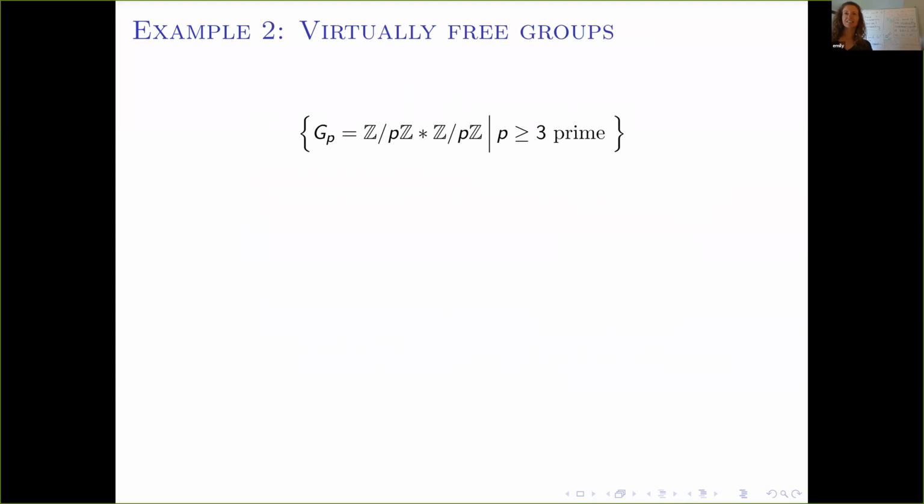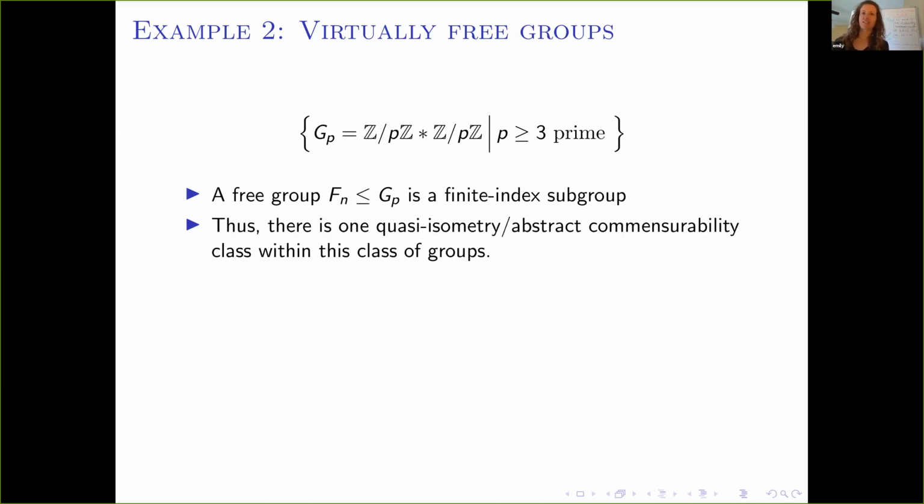As a second class of examples, consider the following virtually free groups. Let G_p be the free product of the finite cyclic group Z mod p Z with itself, where p is some prime at least 3. Then these groups are virtually free. They contain a free group as a finite index subgroup. And therefore, there's a single quasi-isometry class and a single abstract commensurability class within this set of virtually free groups.